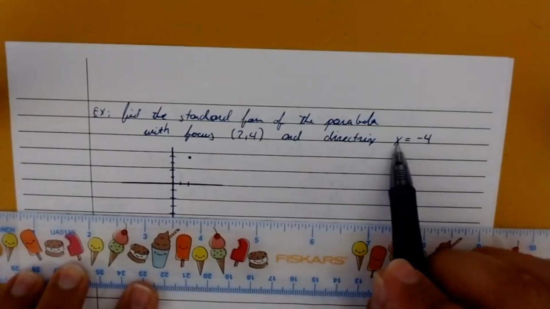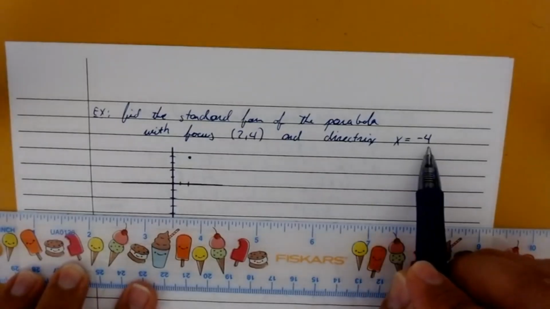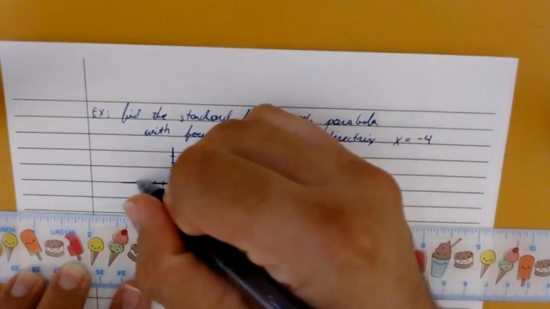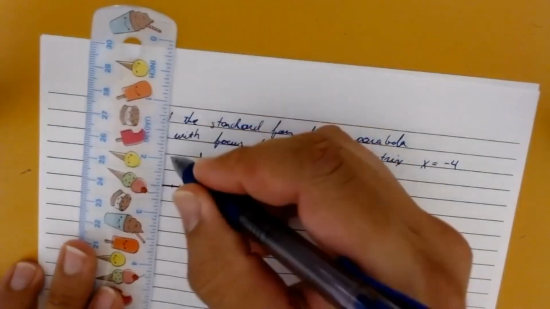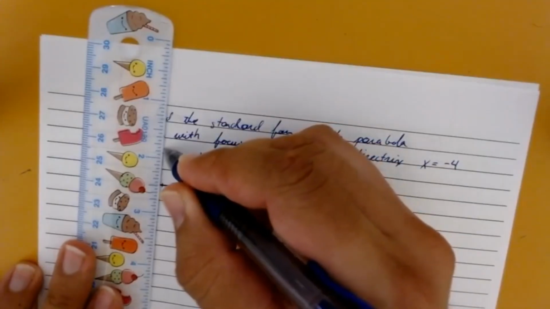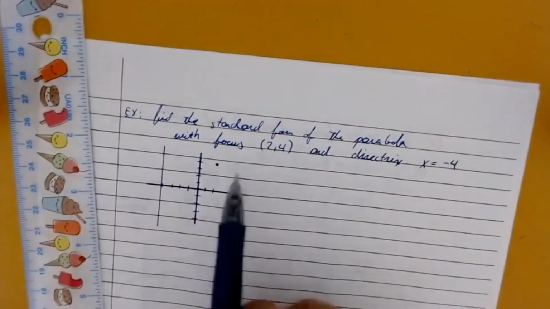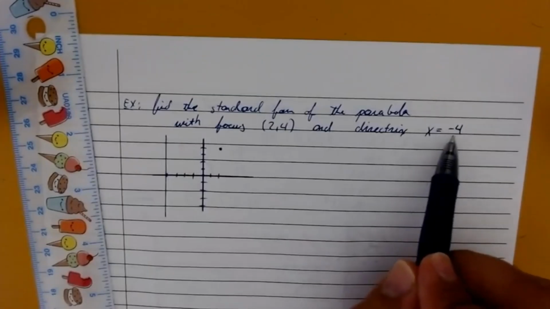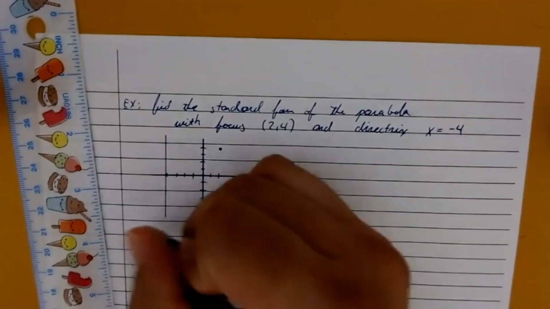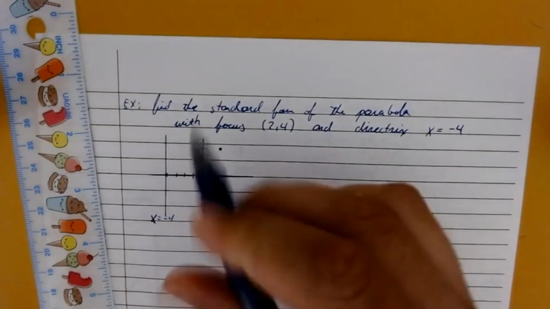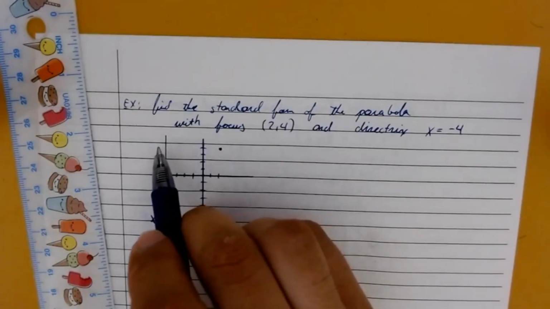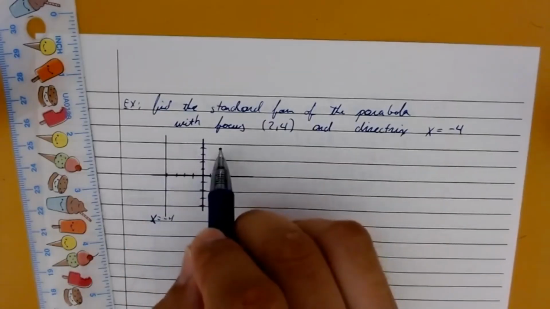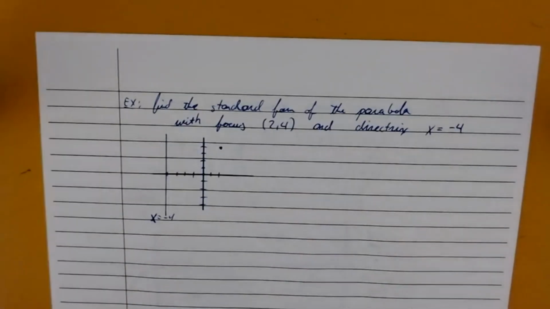Actually, no, it wouldn't be below. It's x = −4, so that means we would have a vertical line 4 units to the left of the origin. So we have a focus at (2, 4), and our directrix x = −4 is a vertical line. That's this line here. All right, well, we know that our axis of symmetry is a line that's perpendicular to the directrix and which crosses through this focus.